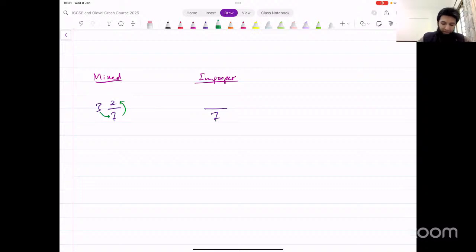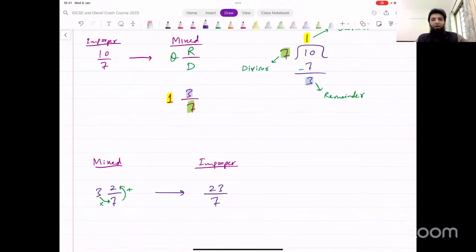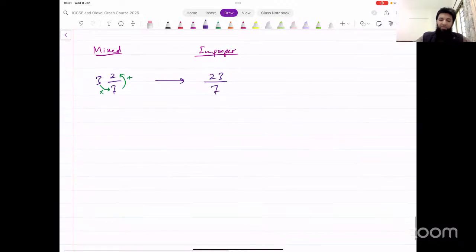You're going to multiply 3 by 7, and then add 2 to that. So that's 21 plus 2, and that gives you 23. This is what you get when you convert to an improper fraction. So you should be able to do both conversions. Generally, when you're adding, subtracting, multiplying or dividing fractions, it's easier to do it in improper form.